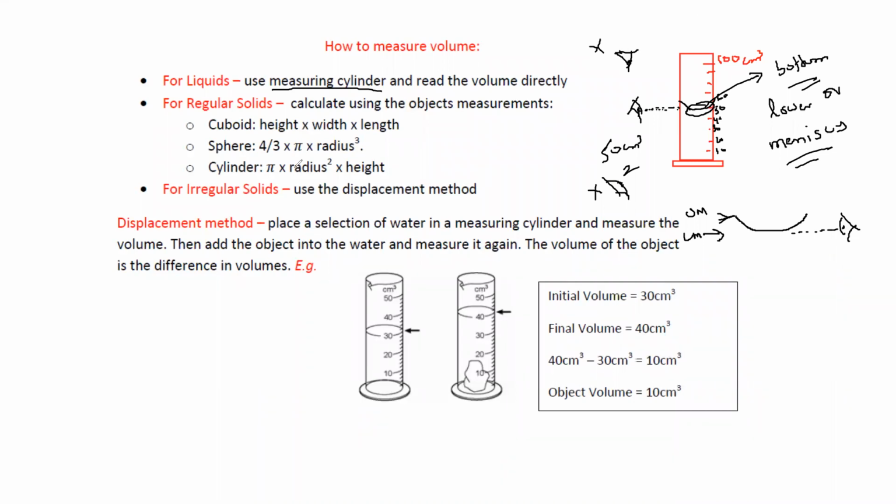Is it clear? How to measure the volume of a liquid by using a measuring cylinder? Directly pour the liquid into the measuring cylinder, look perpendicular to avoid a parallax error, and always look for the lower meniscus or bottom meniscus.